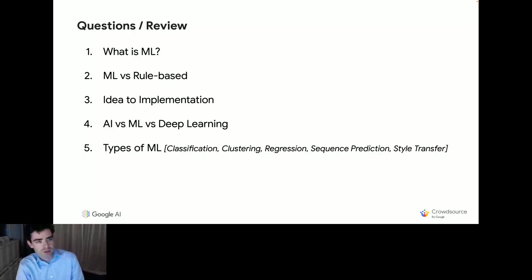Questions. Review. What is machine learning? I think we've kind of decided that machine learning is inference from data, semi-autonomous inference from data. It's inferring rules and then applying those rules and then iteratively improving them.